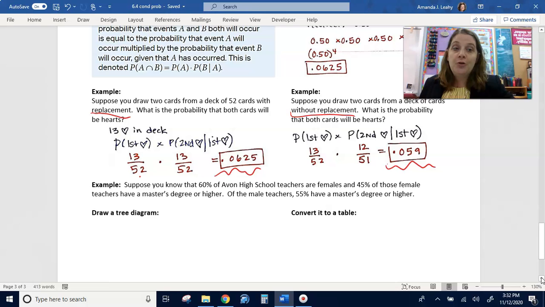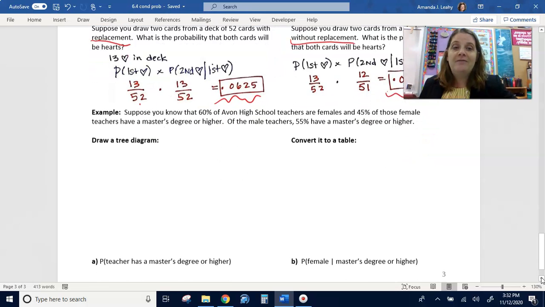What are we going to do? So we know with multiple events, we can multiply the probabilities. So I have this question. This is a very common style of question, so we're going to talk about these over and over and over again. Suppose you know that 60% of Avon High School teachers are female and 45% of the female teachers have a master's degree or higher. Of the male teachers, 55% have a master's degree or higher.